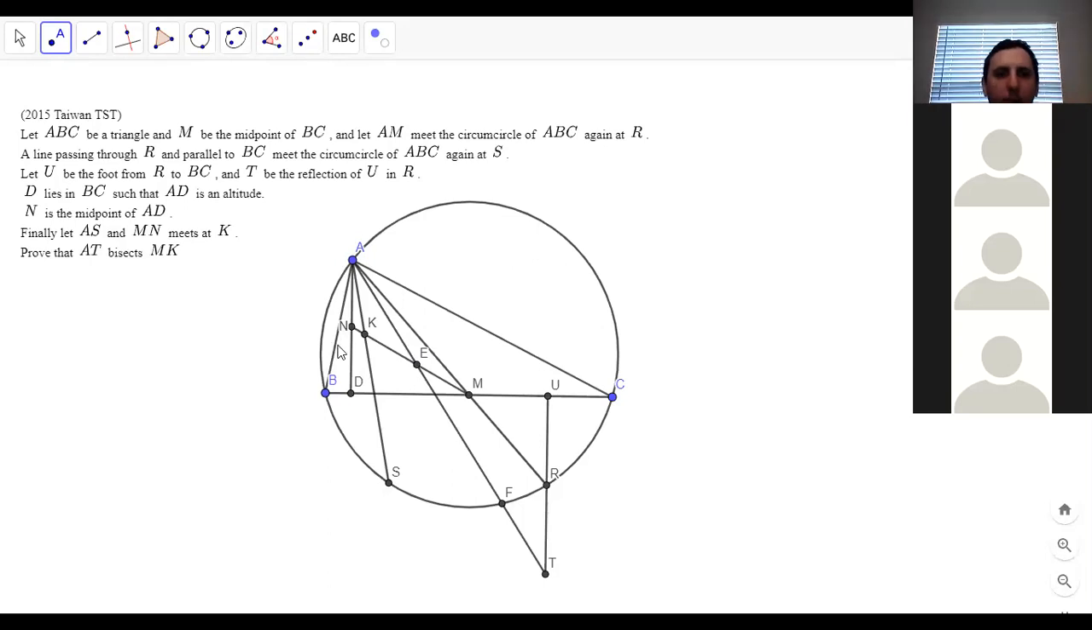So I know the symmedian point lies on MN. And AS is a symmedian because it's the reflection of AM over the angle bisector, since angle BAS is angle CAR. So yeah, K is the symmedian point. We want to show that AT bisects MK.